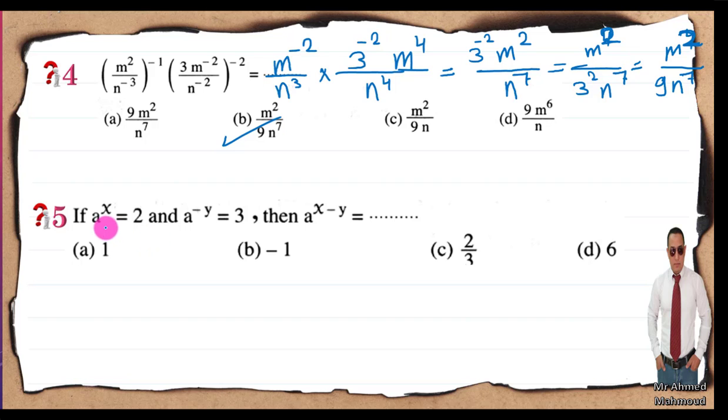Finally, a power of x equal 2, a power negative y equals 3. So a power x minus y. a power x minus y means a power of x times a power negative y. So it is equal 2 times 3 equal to 6.